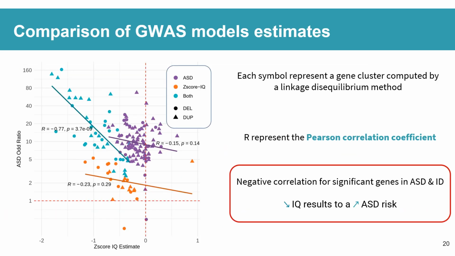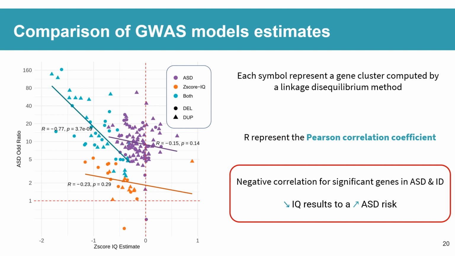At the end, we also compared all of our GWAS results. In this figure, the x-axis is the z-score from the IQ GWAS, and the y-axis is the odds ratio from the ASD GWAS. Each symbol represents a gene cluster. The purple symbols are the genes only significant in the ASD GWAS, and the orange symbols are the genes only significant in the IQ GWAS. The blue symbols are the genes significant in both GWAS. We can see here that we have a negative but also significant Pearson correlation for the blue genes. So as the risk of autism increases, the IQ decreases.